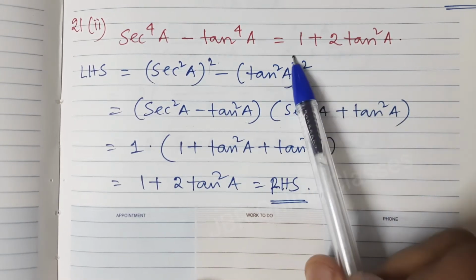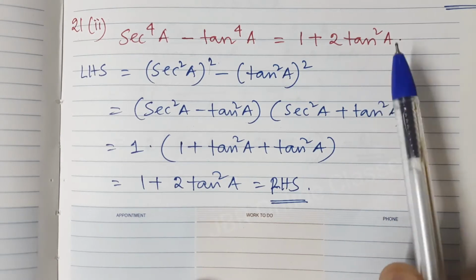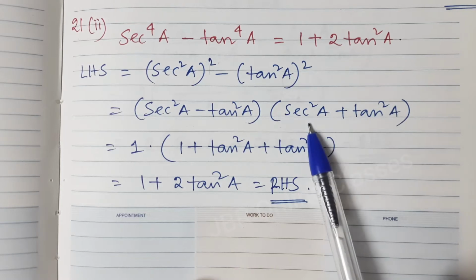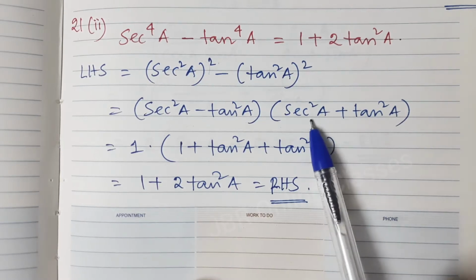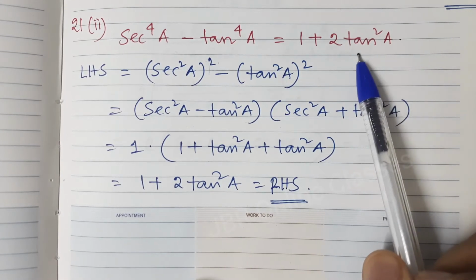Now see, in the right hand side, no sec square is present. So what we will do? We will replace this sec square A and we will write this sec square A in terms of tan square A, because only tan square is present in the right hand side.